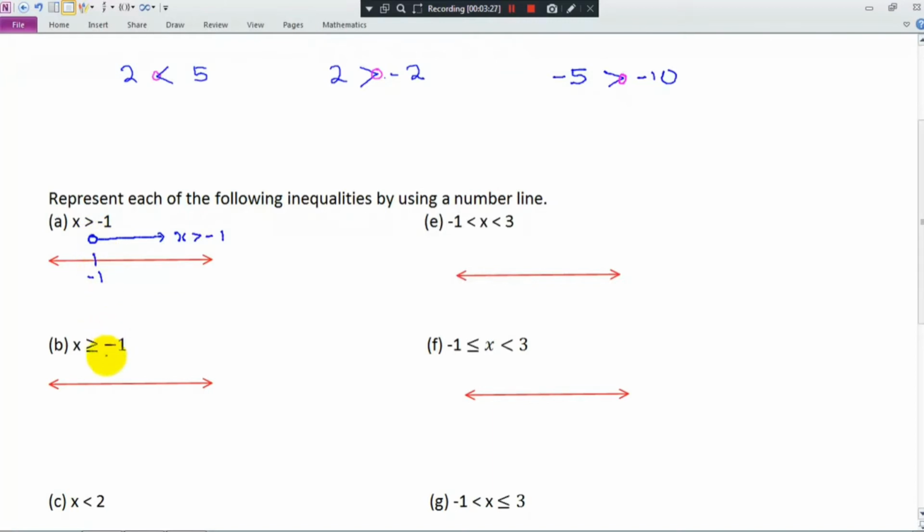How about this one? It's almost the same thing, but now you have equal to. You have this sign, equal to. So we still use the same number. Put a circle, greater than, we go this way. And because now we have greater than or equal to, we have to shade the circle. X is greater than or equal to negative 1.